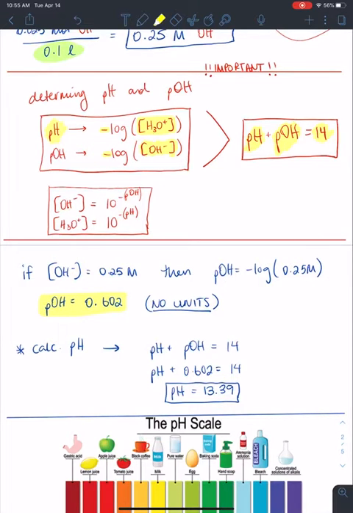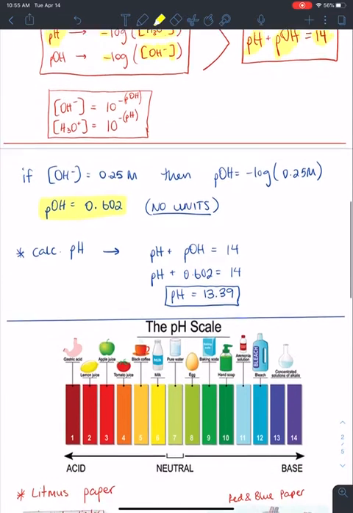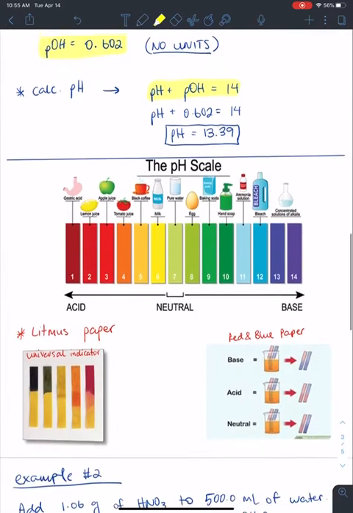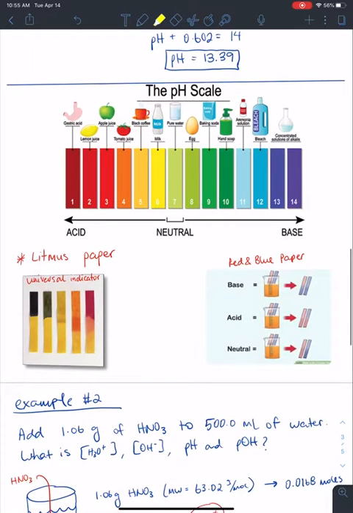Now I could ask you, knowing that the pOH is 0.602, to calculate the pH. We know that in water, pH plus pOH is equal to 14. We already know the pOH, so you do 14 minus 0.602, and you get 13.39. Okay? Let's talk really quickly about this pH scale. Probably you've heard about this. The pH scale in water goes from 1 to 14, and you can have numbers lower than 1, so fractions, and you can also have negative pHs, and you can also have pHs greater than 14.